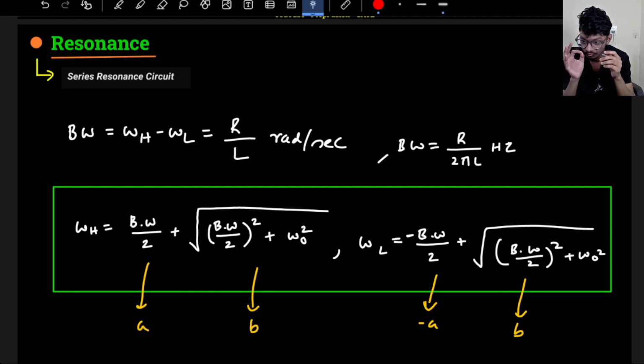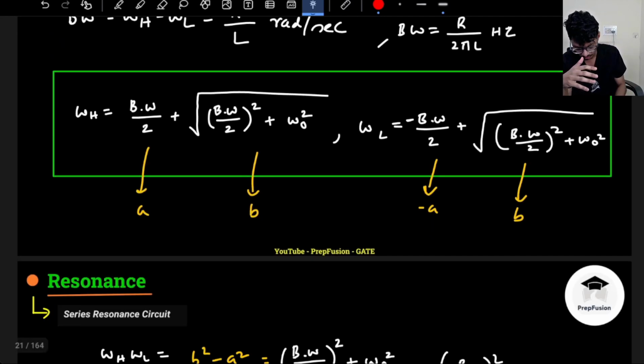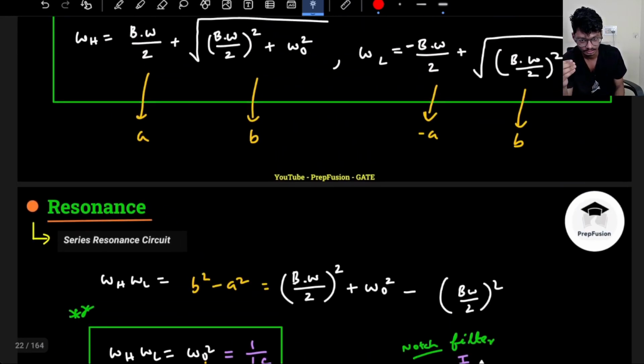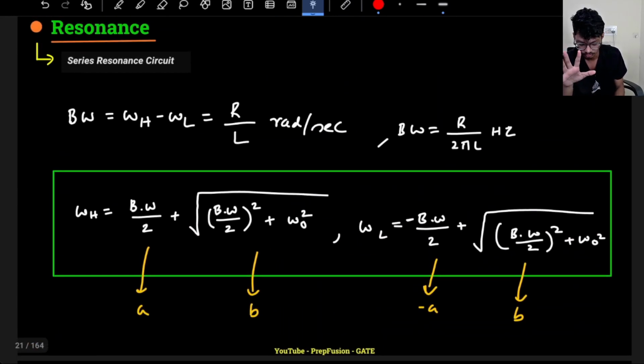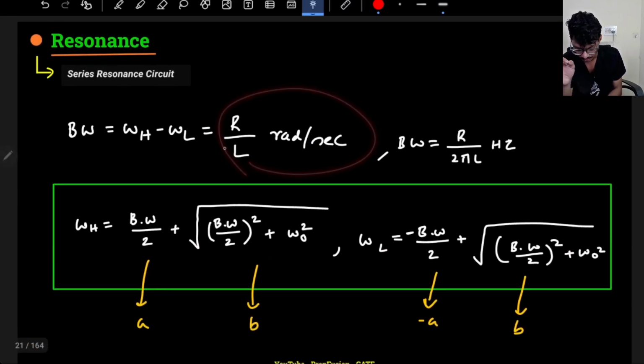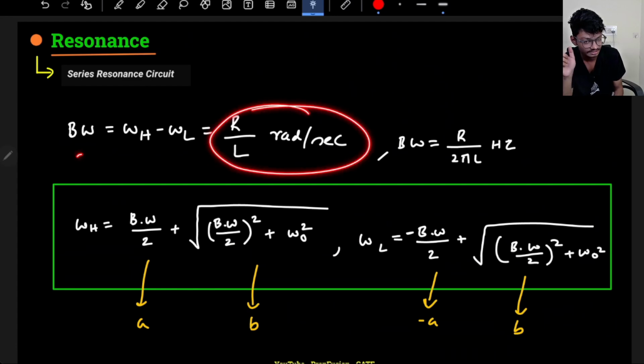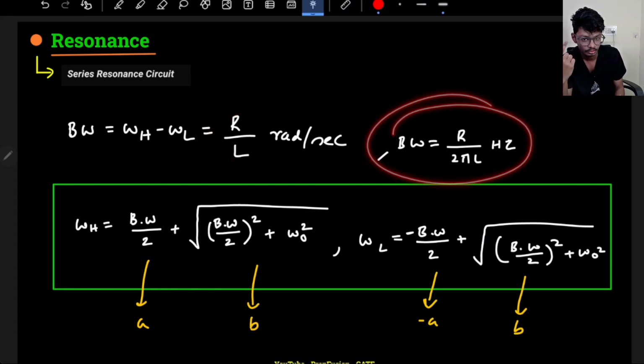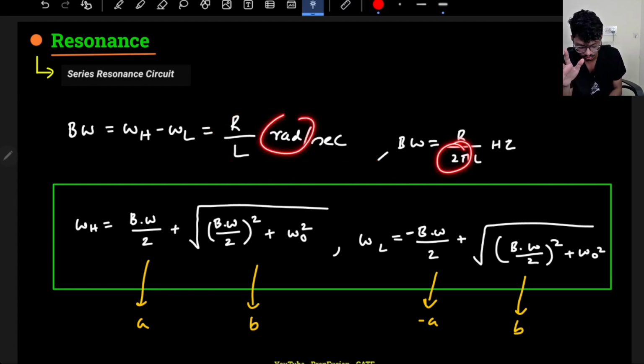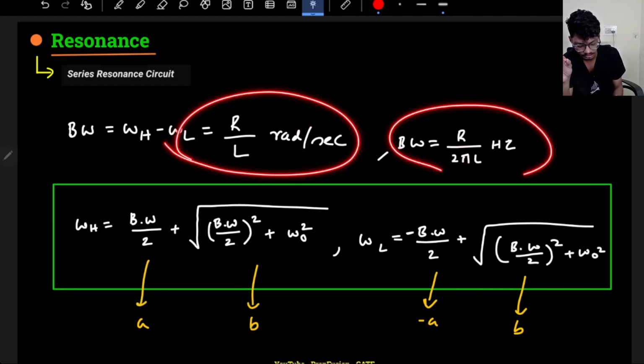So what I was discussing was, I had already written a few things, so I will just explain what I have written. The first thing: bandwidth, generally R by L, is in radian per second, but if you want to mention it in hertz, you have to divide by 2 pi. You have to remove the radian basically. It will be 1 by seconds. So to remove the radian unit, you have to divide by 2 pi. You have to keep this in mind if they have asked in radians or in hertz.